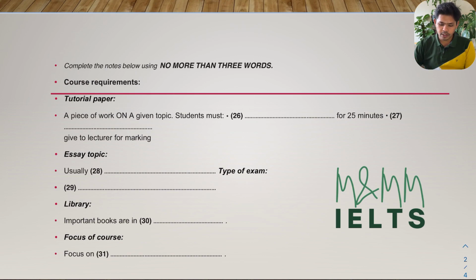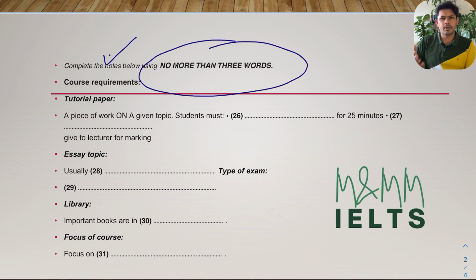So the most important thing for me to realize over here is: complete the notes below using no more than 3 words. So it is like a form completion or a complete the sentence kind of a question, right? So let's assume this is a form completion question, and it says very clearly no more than 3 words. Which means the maximum word limit for me is 3. I can be below 3, but there is no way I can be over 3, right? That is the first thing I need to understand.